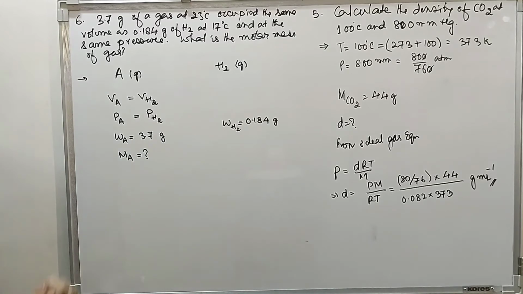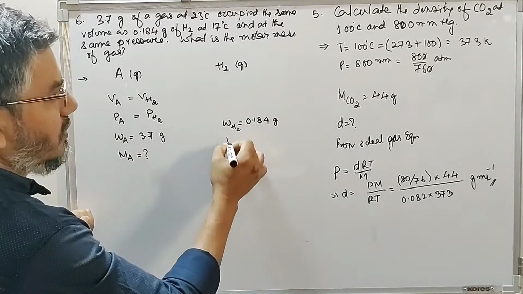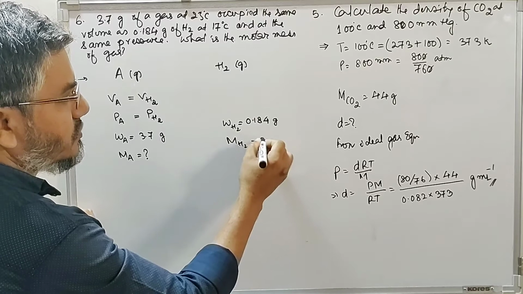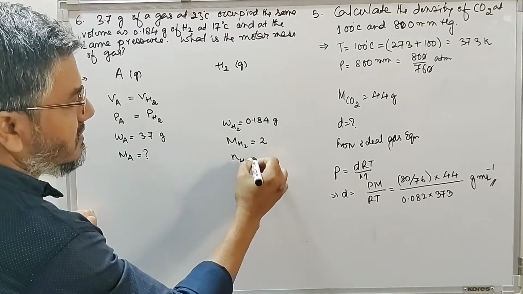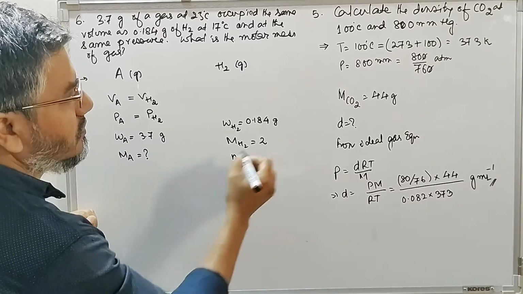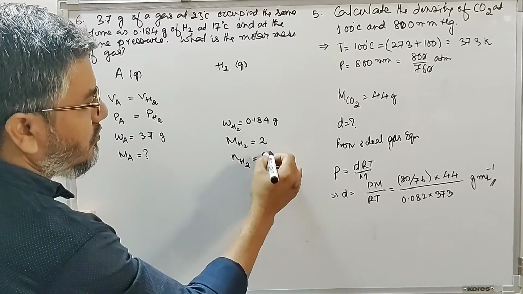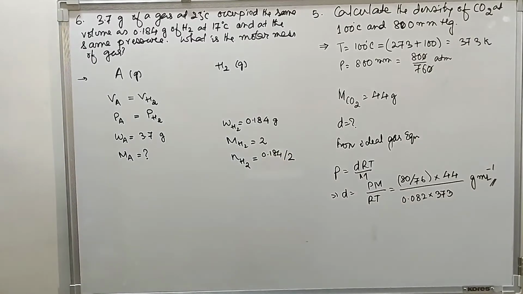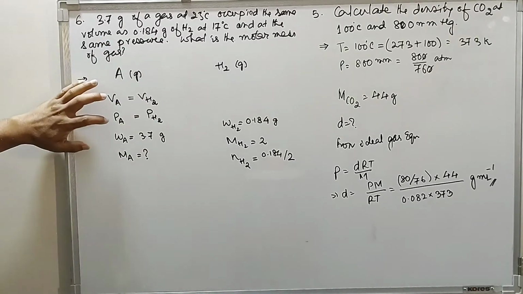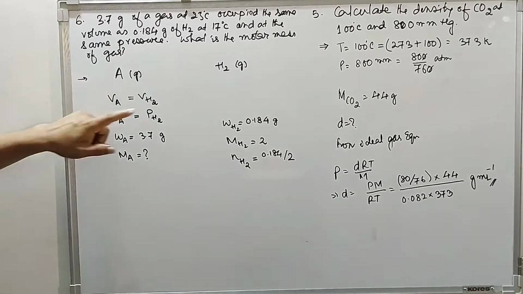Mass of hydrogen gas is given here. Molecular mass of hydrogen gas is 2. So therefore the number of moles of hydrogen gas will be equal to mass by molar mass, so 0.184 divided by 2. So look at this, we have two different gases, both having the same pressure and volume but having different mass.